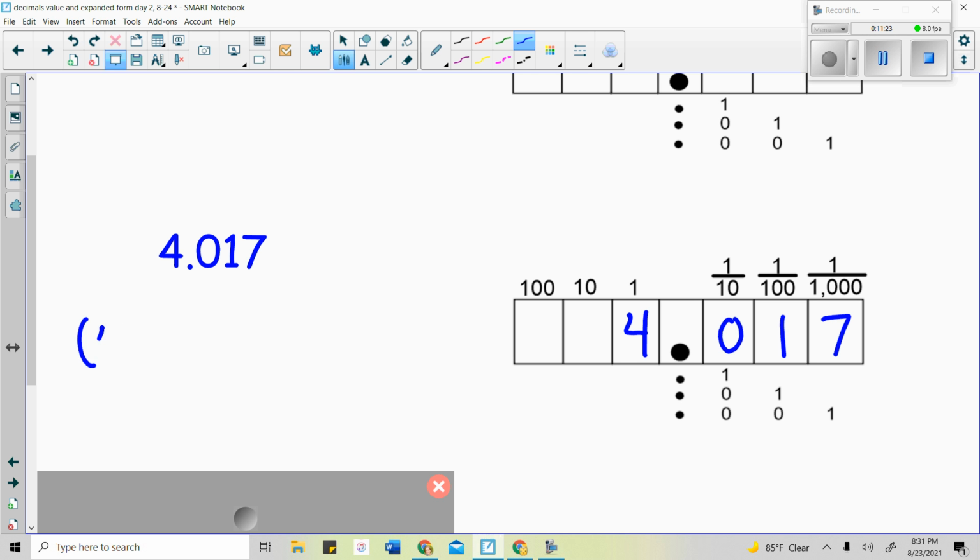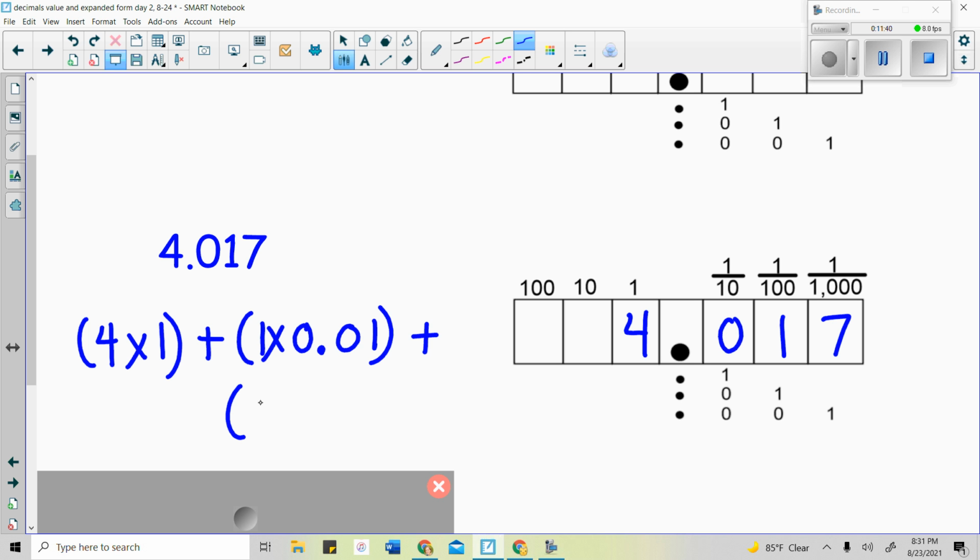So we have 4 times the ones place plus 1 times 0.01. That is how you would write the hundredths place as a decimal, and we need a 0 in the ones place. And then our final digit is a 7, and if we look underneath the 7, we see 0.001, because that is how you would write the thousandths place as a decimal. Let's put a 0 in the front. So hopefully you did okay with those.